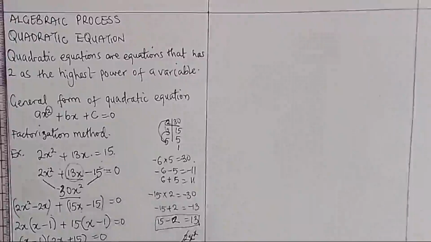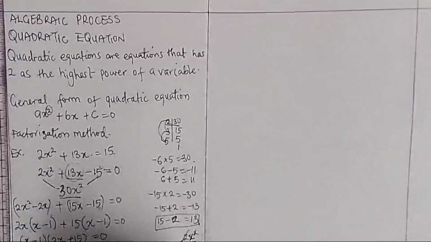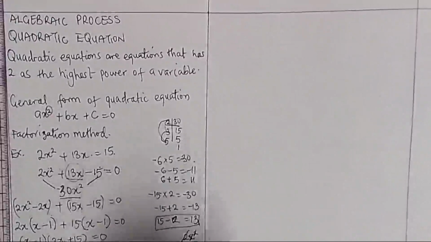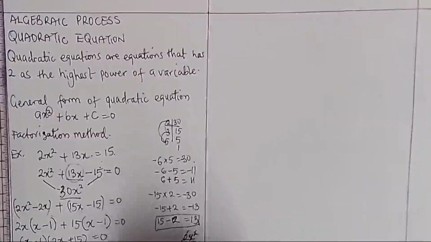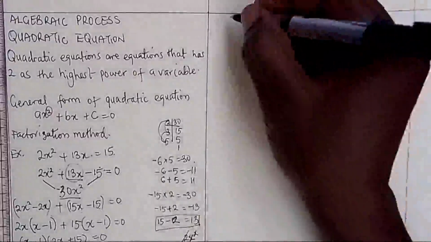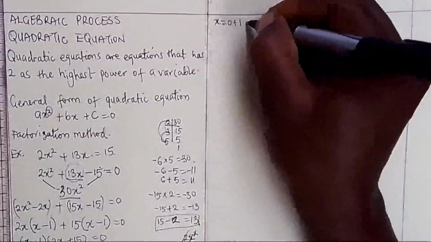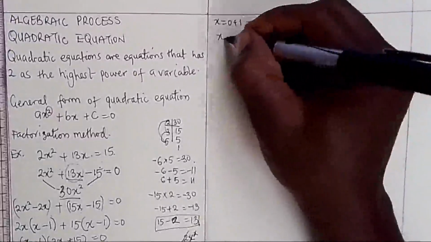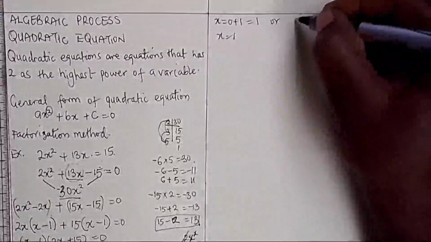Alright, so let's look for the unknown x. You equate x minus 1 is equal to 0, and as well as you equate 2x plus 15 equal to 0. So let's look for the value of x. The value of x here is equal to 0 plus 1, which gives me 1. X is equal to 1.